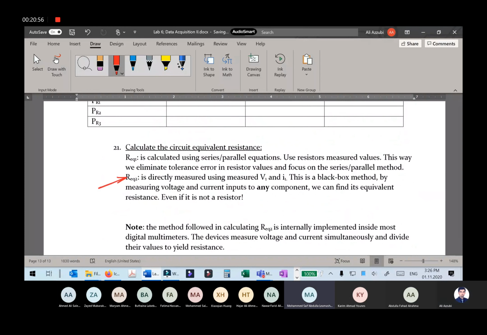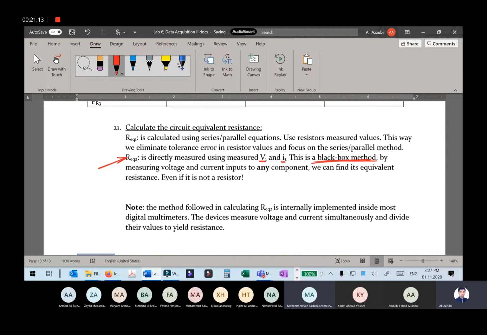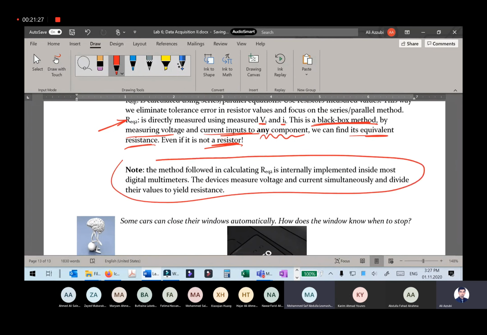This one you mean, right? The doctor told me to draw exactly this. This one. So this said directly measured using measured V1 and I1. Okay, doctor, clear, thank you. So yeah, and it says here this is a black box method, measuring voltage and current of any component. You can find its equivalent resistance, even if it's not a resistor, whatever it is. And this is what's really happening inside ohm meters. They apply voltage and they measure the current and they do the division inside.